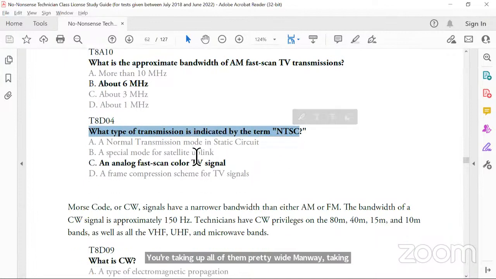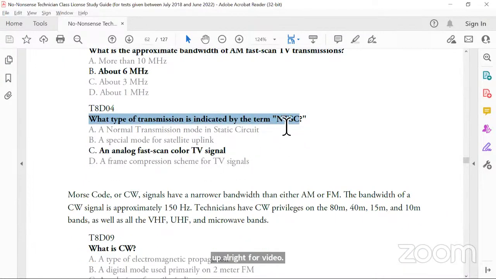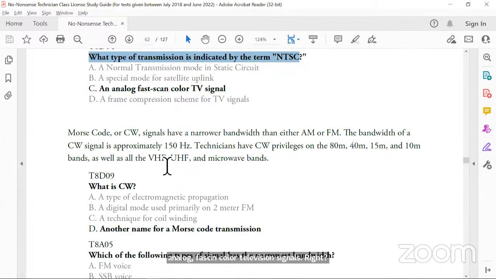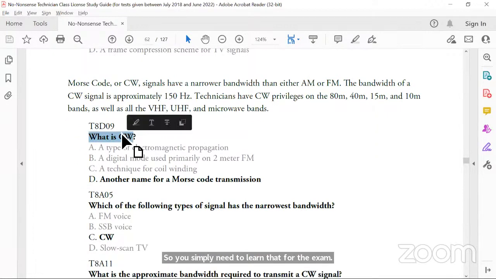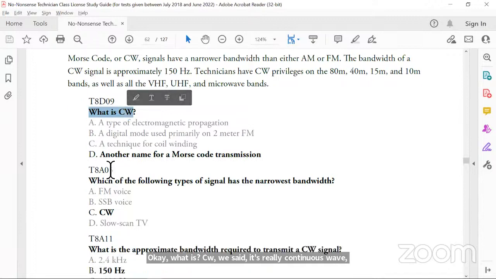All right, what type of transmission is indicated by the term NTSC? Well, it's about equivalent to the amateur radio analog fast scan color television signals, right? So you simply need to learn that for the exam. Okay, what is CW? We said it's really continuous wave, but we know that to mean Morse code. Anytime you see CW, Morse code. It's another name for Morse code transmission.